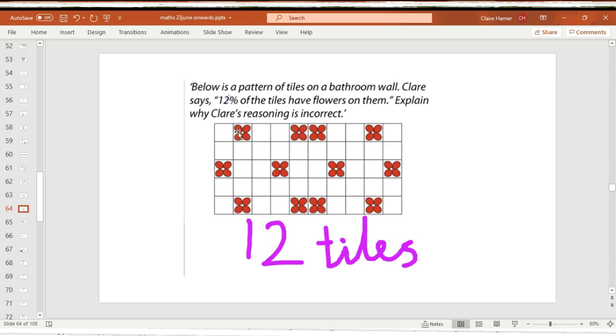I can see, hang on, 2, 4, 6, 8, 10. Right, 10, 20, 30, 40, 50. Right, so actually, there's only 50 tiles here. So you can't turn that into a percentage straight away because percentages are always out of 100. So she's wrong straight away. Let's do it right this time.